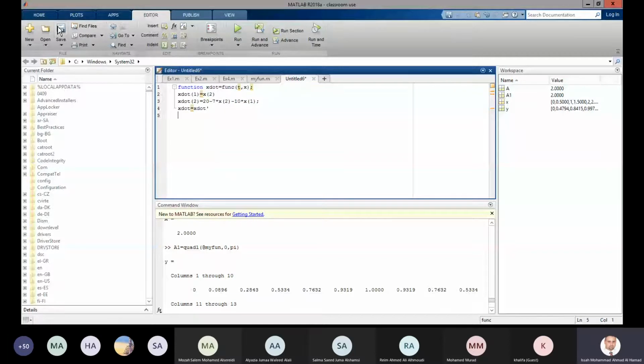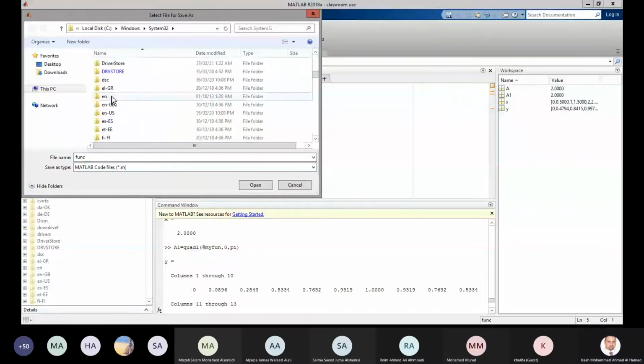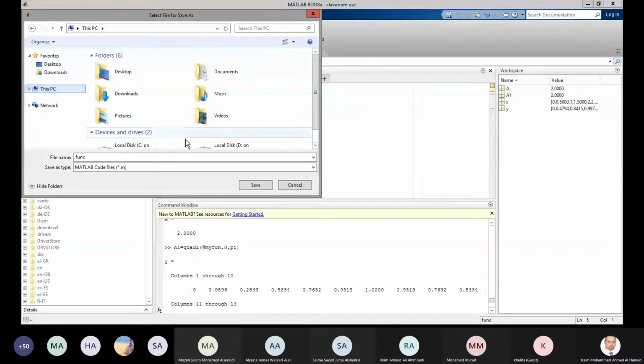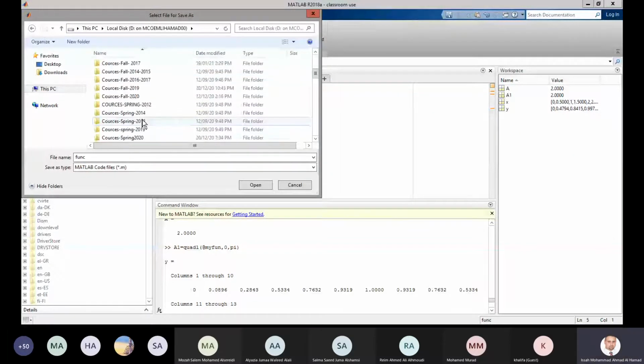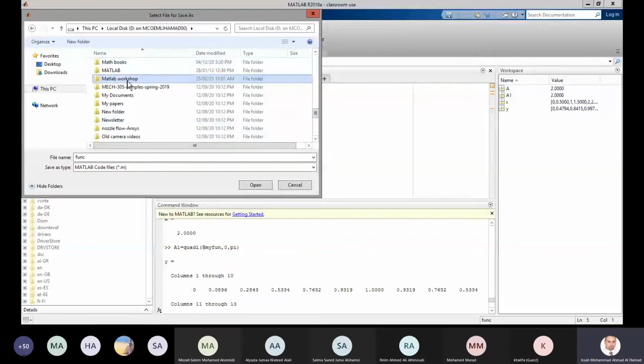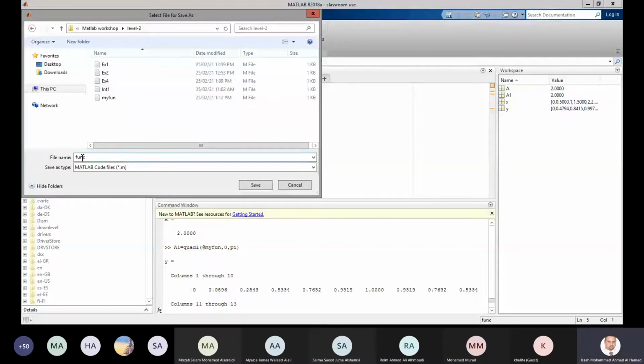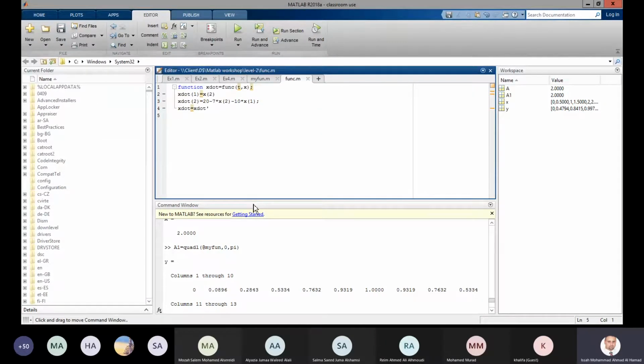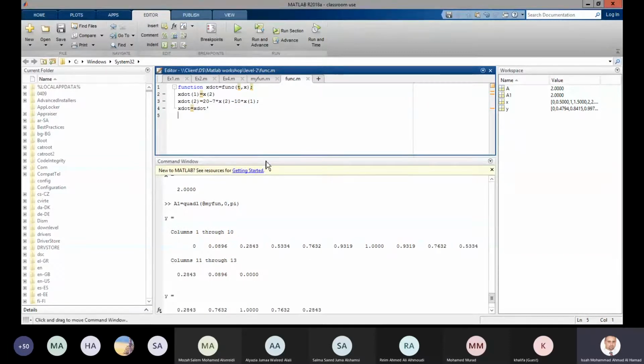So let me save this again. You should save it under the same function name. You should not change the file name, so you can recall it in another file or in the same workspace. So let me now define another script file to use the ODE45.